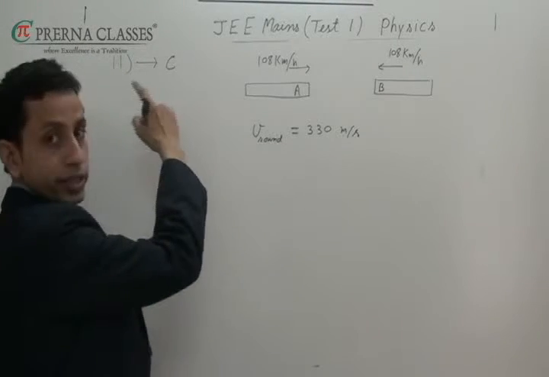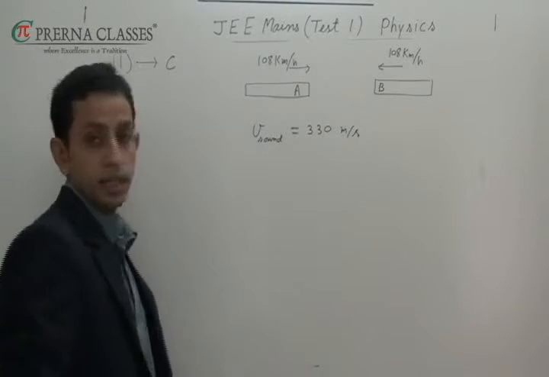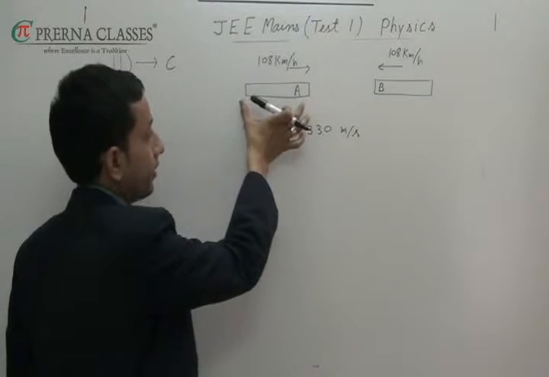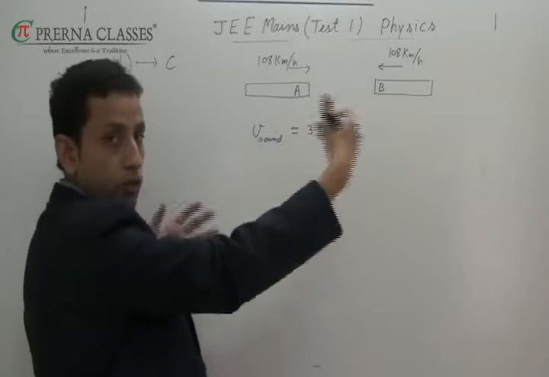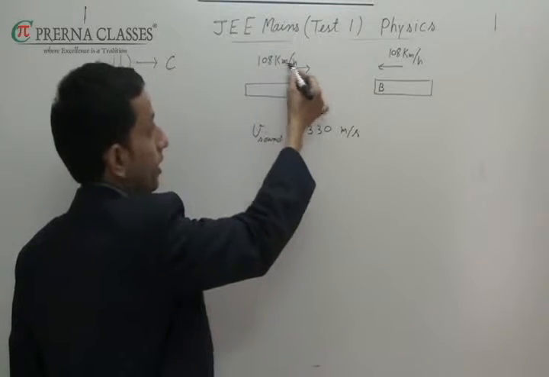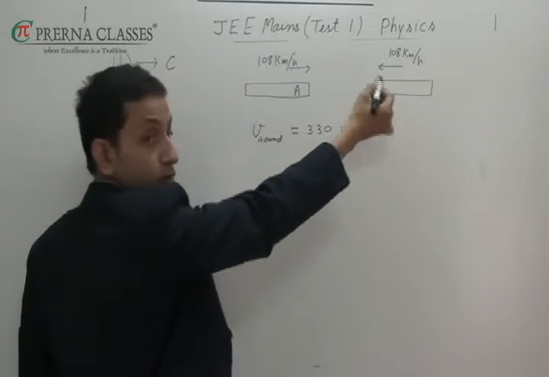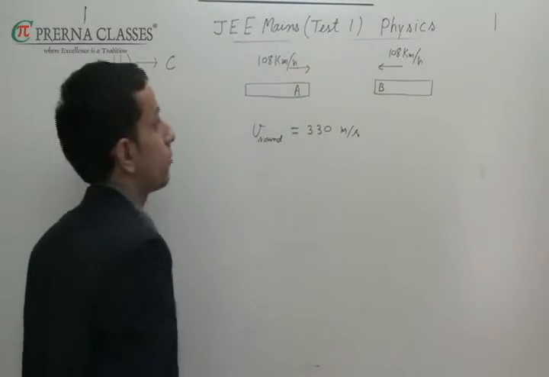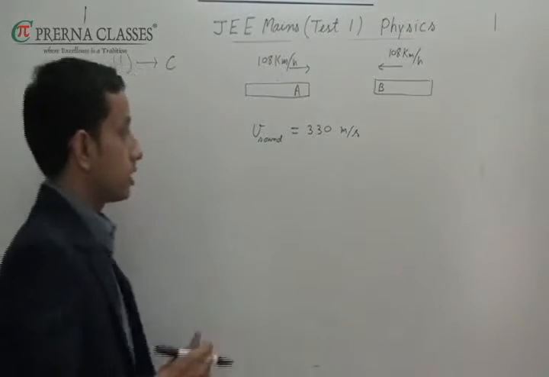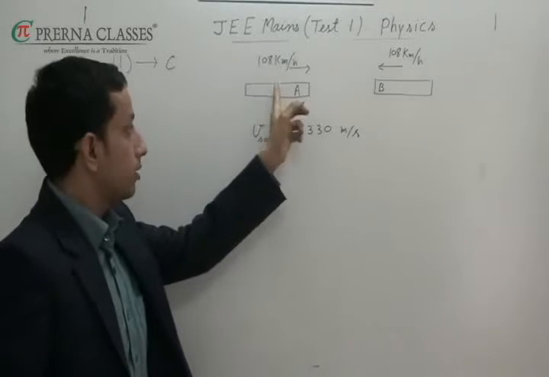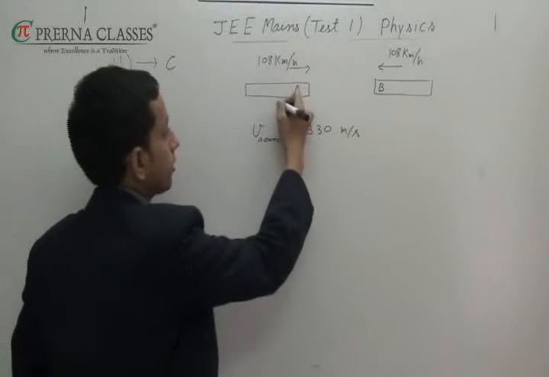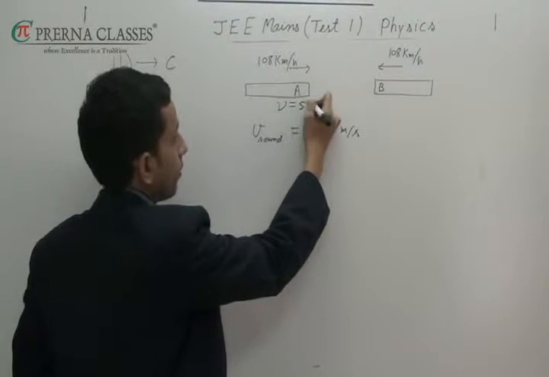Okay, come to question number 11. In this question it is written, there are two trains moving opposite to each other with speed 108 km per hour. Both of them are having speed 108 km per hour, and one of them is whistling a sound and its frequency is given, the whistling frequency is given 500 Hz.